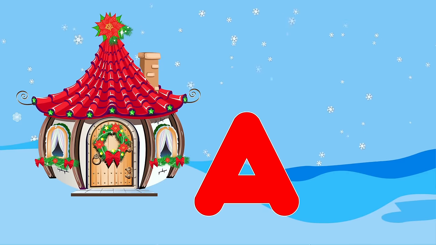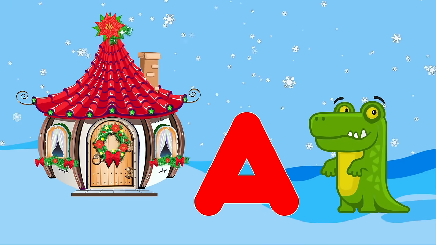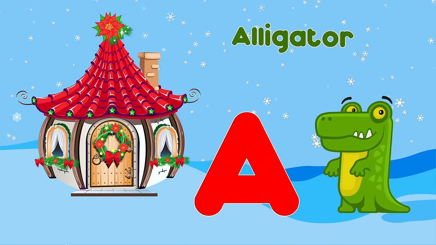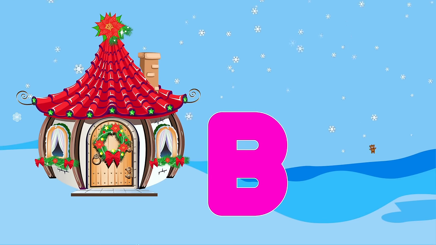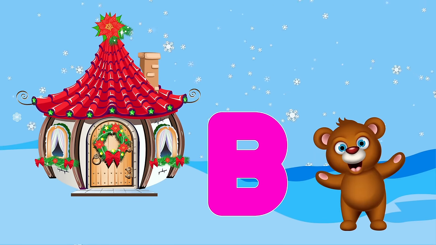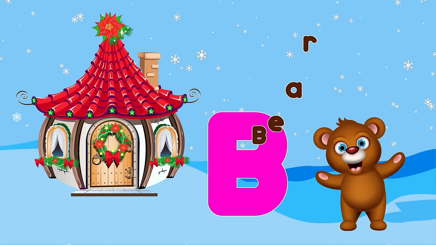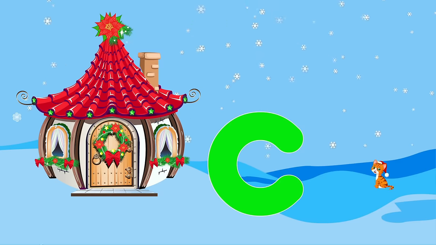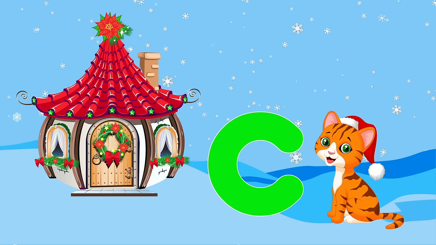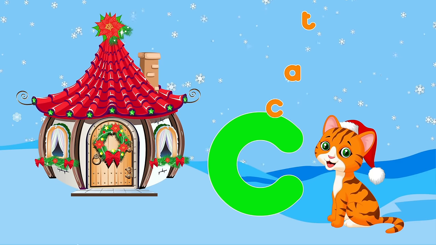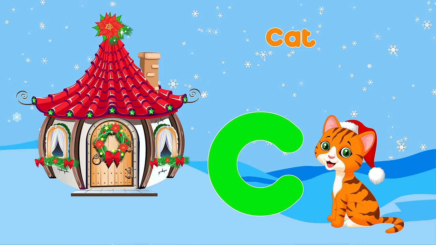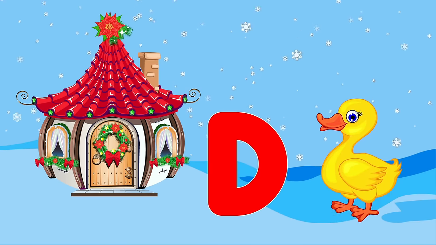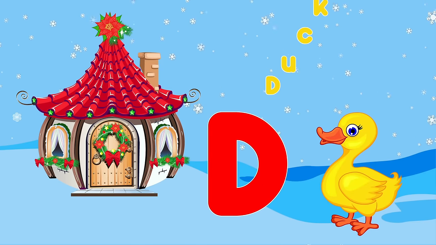A is for alligator. Alligator, alligator. A, alligator. B is for bear. B, b, bear. C is for cat. C, c, cat. C, cat. D is for duck. D, d, d, d, duck.